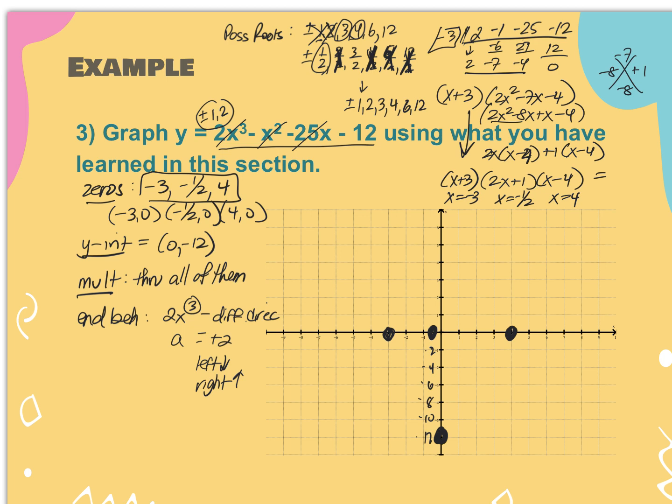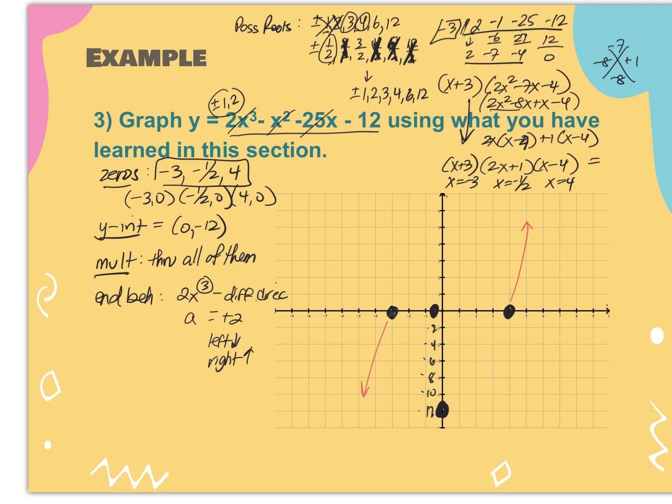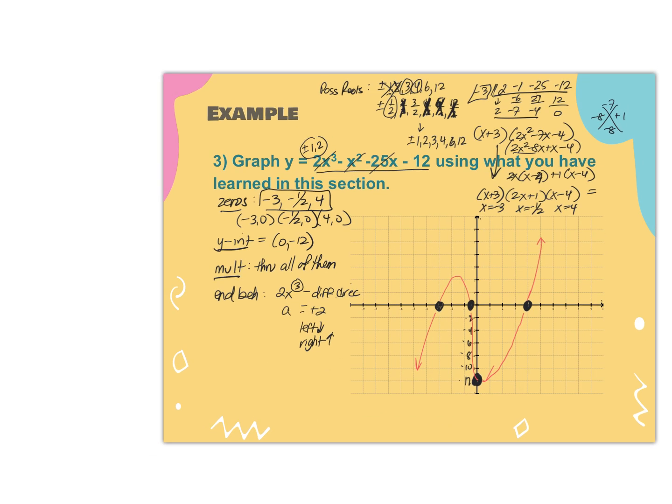Again, I know the left side is going to go down, and I'll clean this up a little bit. I know the right side's going to go up, so I just have to figure out what to do with the middle. Because of multiplicity, I know it goes through everything. I'm going to go through this point. At some point, I'm going to turn around and go down. I'm going to go through this point. I'm going to go to the y-intercept. At some point, it's going to turn back around and come up, and go through it, and out the other side. And that's a pretty good sketching of what the graph should look like.